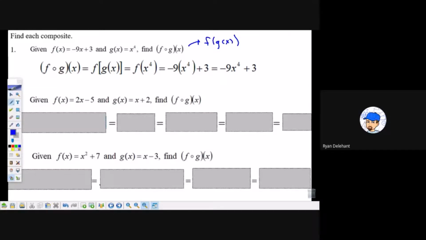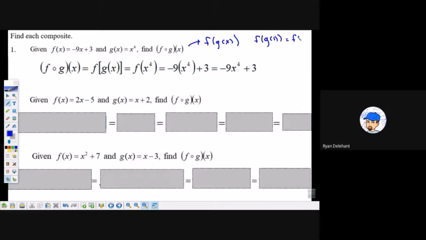Now, the reason that you would want to look at this, right? Let's say we wanted f of g of 1, because I can do 1 pretty quickly. If we plug this in for 1, let's do this the way we did on the last slide. 1 to the fourth means that we really want f of 1, right? So now to find f of 1, we would plug in the 1, and we get -9 times 1 plus 3, which is -6, right?